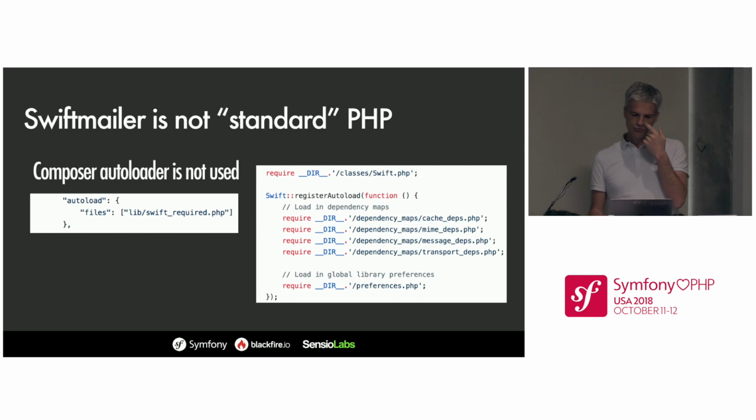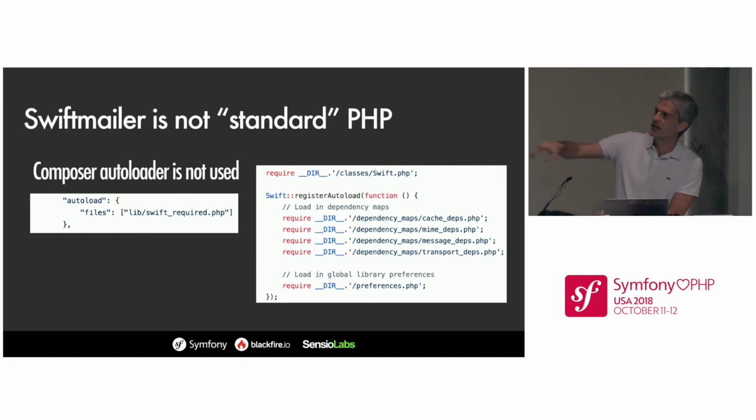So we are not really using the Composer autoloader. We have our own way of doing things. You can see on the left side of the screen the composer.json file, where we are referencing a file, but there is no PSR-0 or PSR-4. That's because the way we are managing the classes and the objects with the dependency injection container means that we need to bootstrap things.